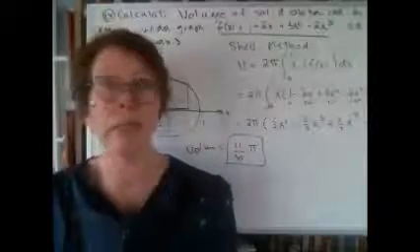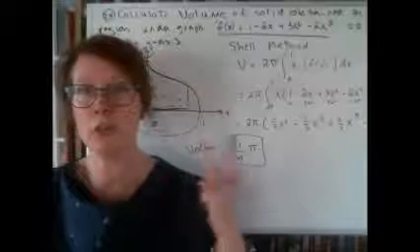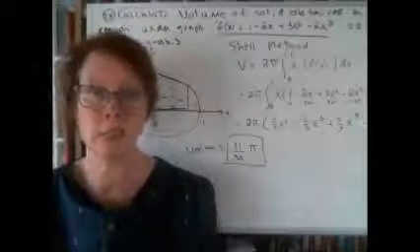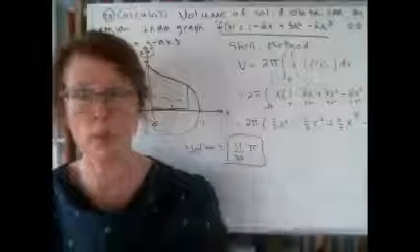This is an example. Typically, you want to use the shell method when you're going around a vertical axis, and you want to use the disk or the washer method when you're going around a horizontal axis.